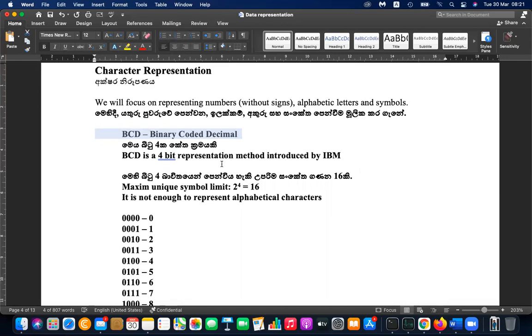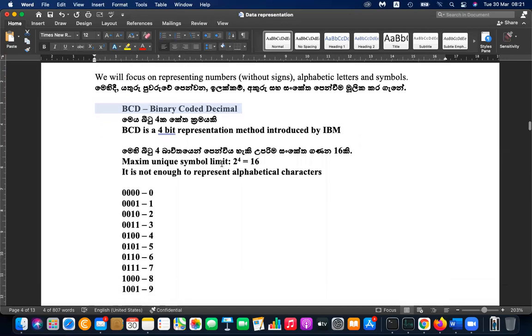Computers don't like dividing and multiplication. Therefore, there is this kind of table. BCD is a table which has 4 bits. Maximum it can go up to 2 to the power 4, which means 16 symbols. And this is how symbols 0 to 9 are represented. So this is basically used for numbers.